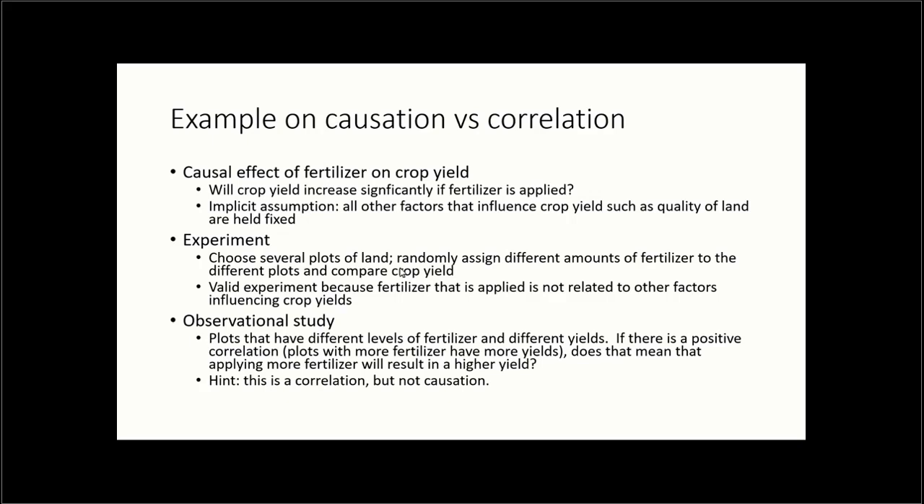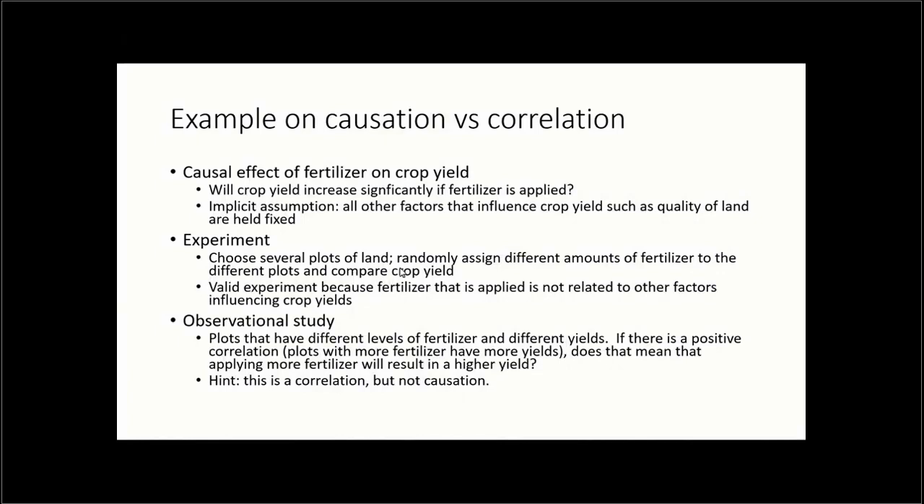Here we can talk about the causal effect, say, of applying fertilizer on crop yields. We're interested in the question: will crop yield increase significantly if fertilizer is applied? An implicit assumption in all of that is that we hold all the other factors that influence crop yields constant, such as the quality of land, the rainfall, and everything else.